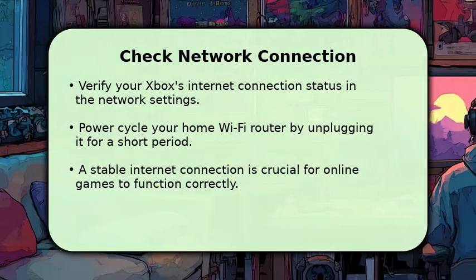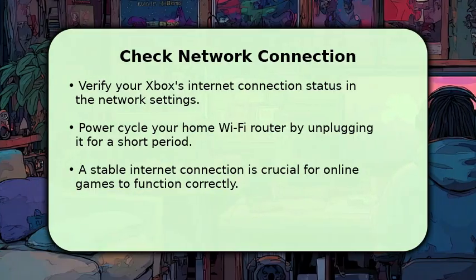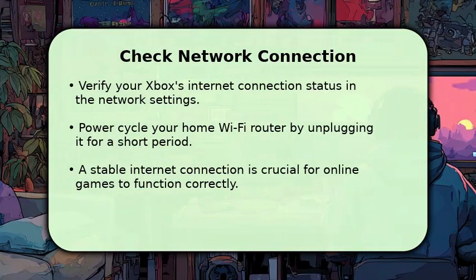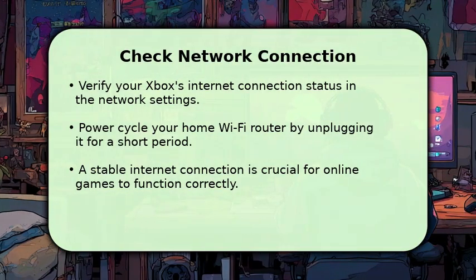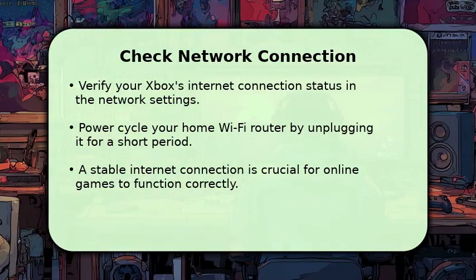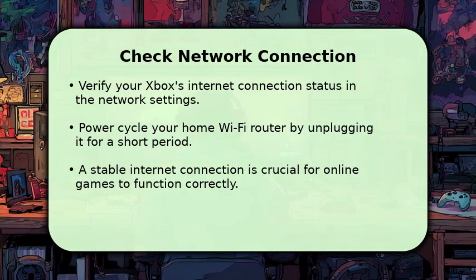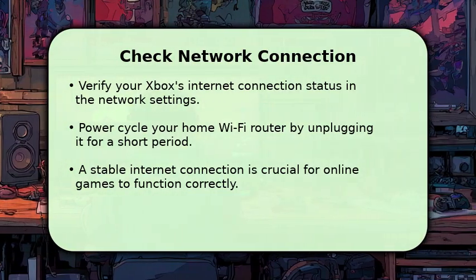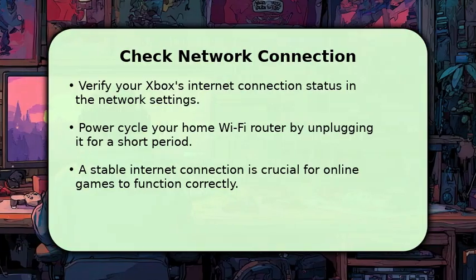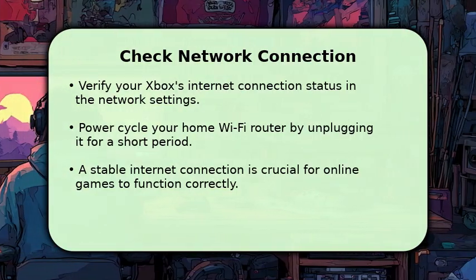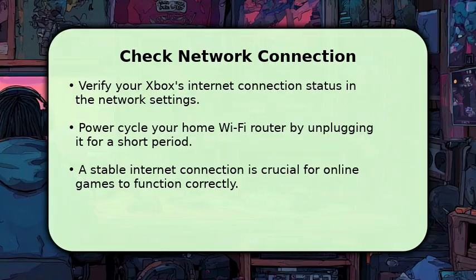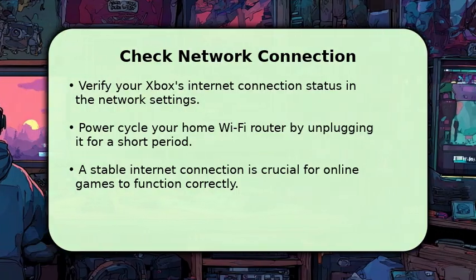Next, we should check your internet connection, as a weak signal often prevents games from loading. Go to your Xbox settings, then navigate to network settings to test your connection. If issues persist, try power cycling your Wi-Fi router. Simply unplug it for about 60 seconds, then plug it back in. Wait for all the lights to stabilize before trying Roblox again. A strong, stable connection is vital for gameplay.